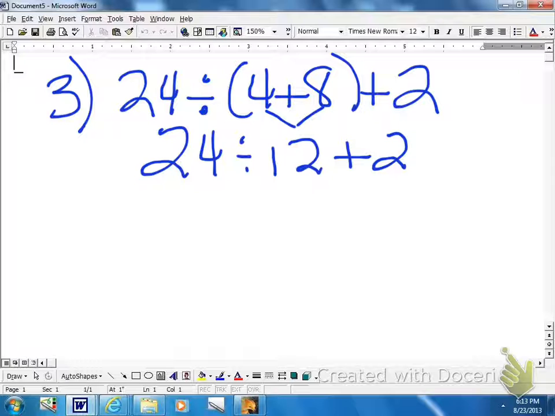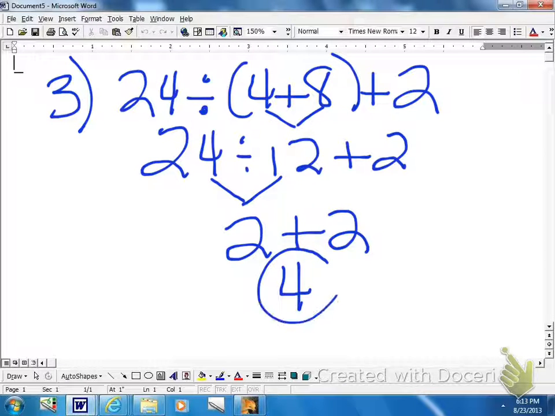Order of operations, I'm going to multiply or divide left to right, whichever comes first. In this case I only have division, so I'm going to divide. 24 divided by 12 goes into it 2 times. Plus 2 is then 4.